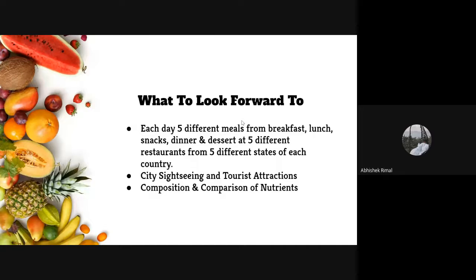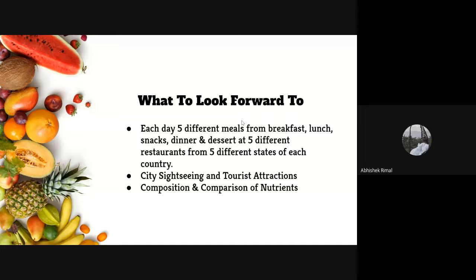The main objective of this tour is to let you all experience a virtual tour all across the globe. I really hope all of you enjoy it thoroughly. What you can look forward to in this presentation today: there are a total of seven teams, and we'll be exploring seven different countries. Each team represents a country that they'll explore as a team.